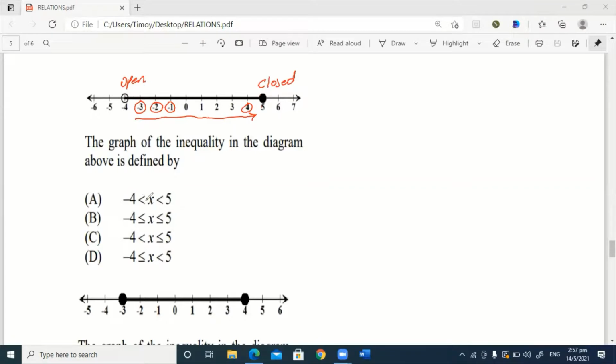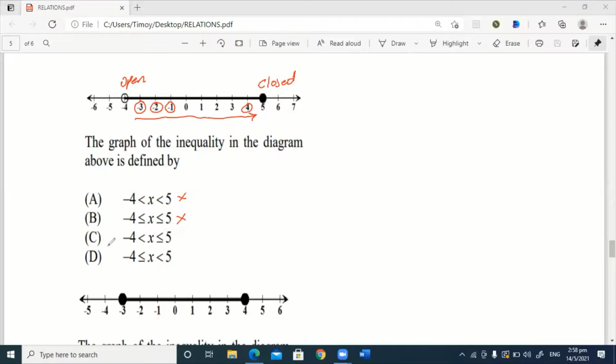Now let's read the first option. It says x here is greater than -4 and x is less than 5. But there's a shaded circle here, a closed circle, and it means that that is a part of the answer. So there's no line underneath this inequality symbol. So therefore A is not the answer. Now there's only one closed circle here. That means only one value should be equal to. For option B, you have two inequality symbols with a line underneath it. So that is not the answer either.